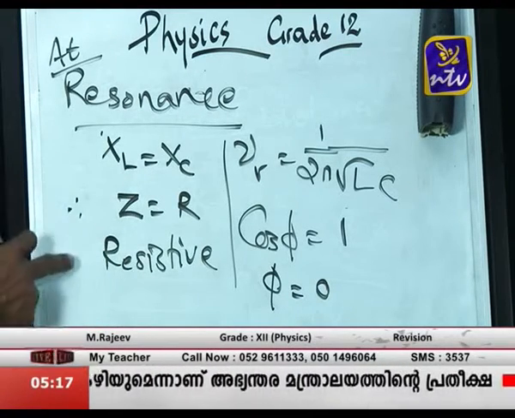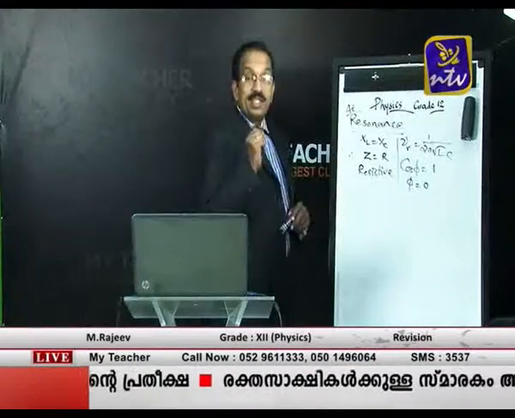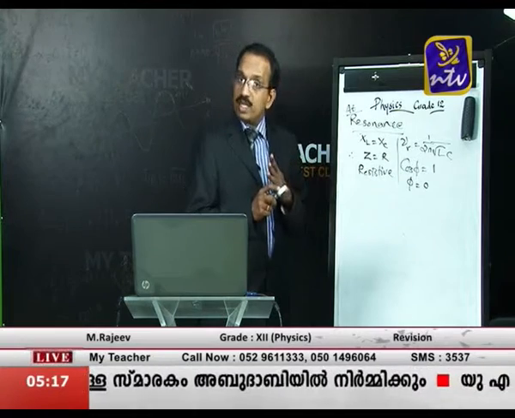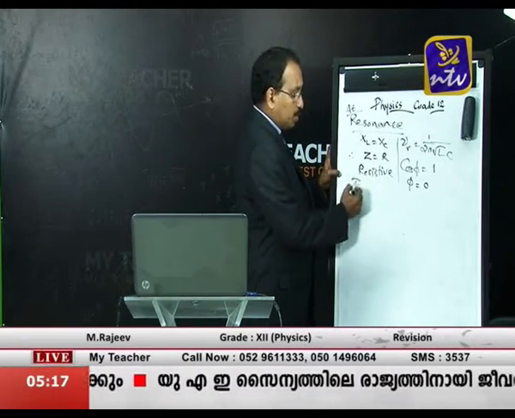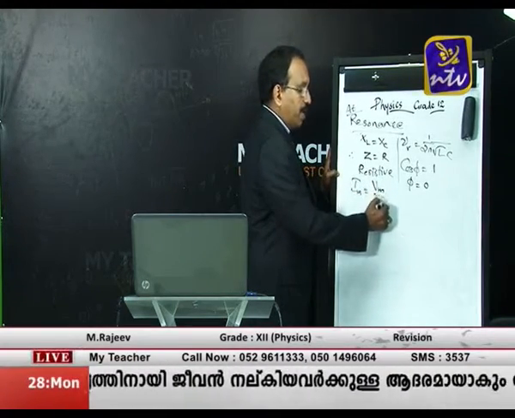You can make a note of these changes happening in an LCR circuit at resonance. Impedance becomes equal to resistance. And current is maximum, that also you should think of. What will be the equation for amplitude of current? Just take Vm by R only.